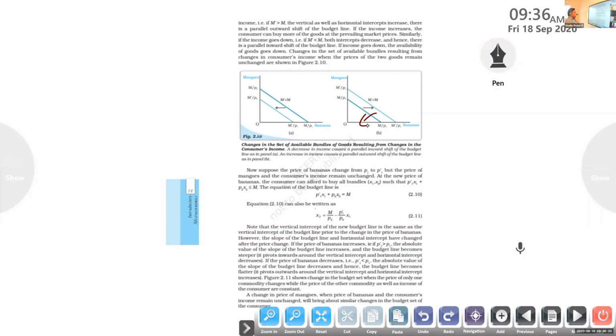Now suppose the price of bananas changes from P1 to P1 dash, but the price of mangoes and the consumer's income remain unchanged. At the new price of bananas, the consumer can afford to buy all bundles X1, X2 such that P1 dash X1 plus P2 X2 is less than or equal to M. The equation of the budget line is P1 dash X1 plus P2 X2 is equal to M. Here we are discussing changes in the price. If the price changes, the same thing will happen. If the price decreases, we are able to purchase more of that particular product.